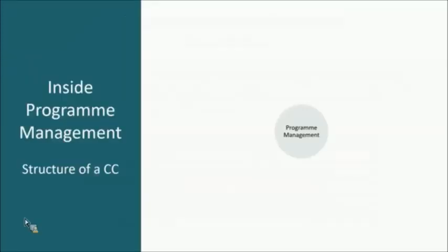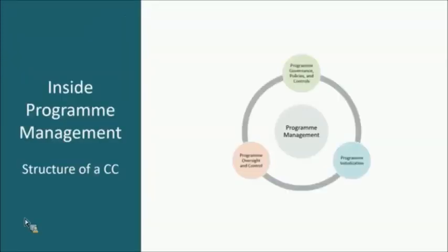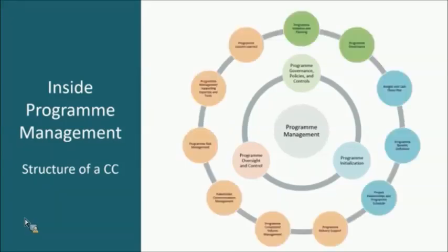Looking at the structure of the critical capability within program management, in this case we have 3 categories: program governance, policies and controls, program initiation, program oversight and control. And sitting beneath that, we have approximately 10 critical capability building blocks. Again, without going through all of them, program governance is one, program benefits definition, and program lessons learned. Pick 3 at random.